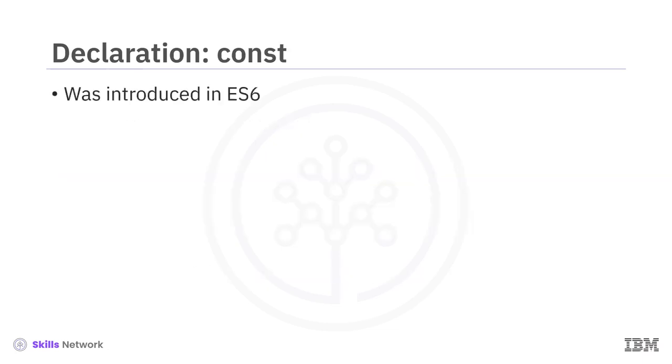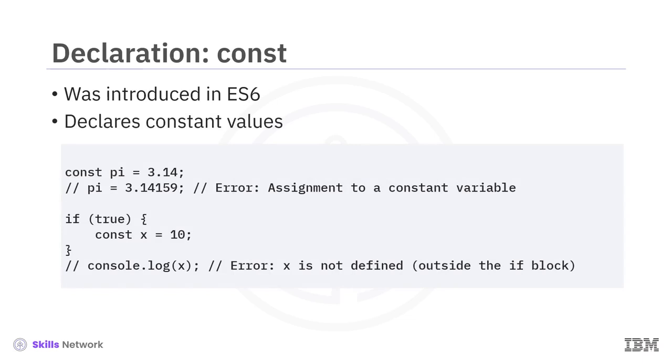Const is also introduced in ES6 and is used to declare variables with constant values. Once you assign a value to a const variable, you cannot reassign it a different value. It also has block-level scoping. Const variables are often used for values that should not change, such as mathematical constants or references to immutable objects.